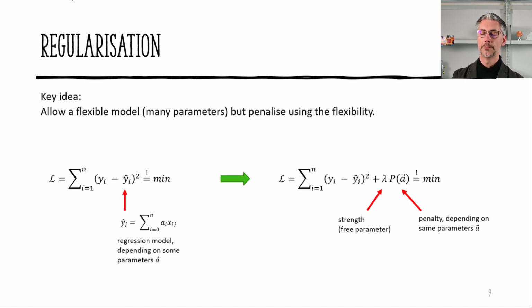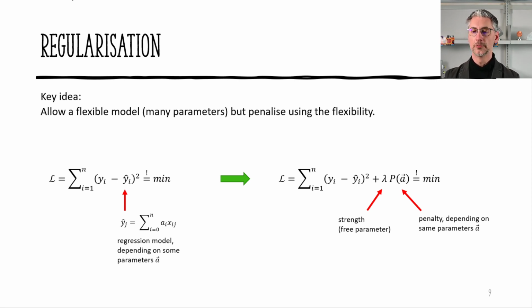How can we make our model more robust and prevent, for example, overfitting? And one approach is regularization. The key idea is that we have a more flexible model with many parameters, but we penalize using this flexibility.